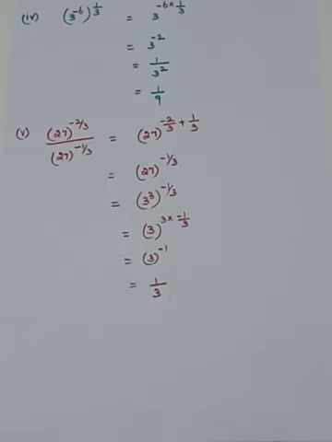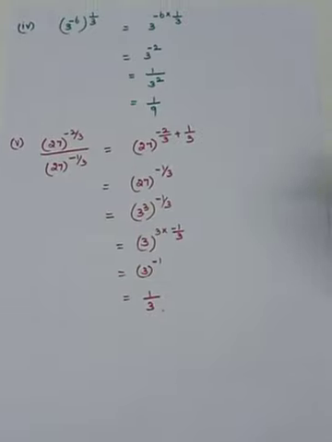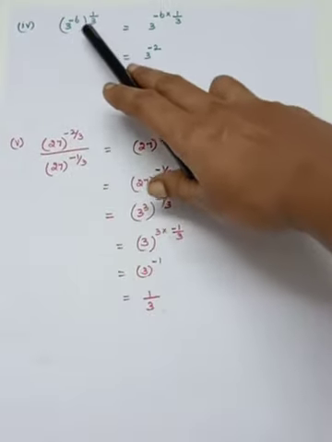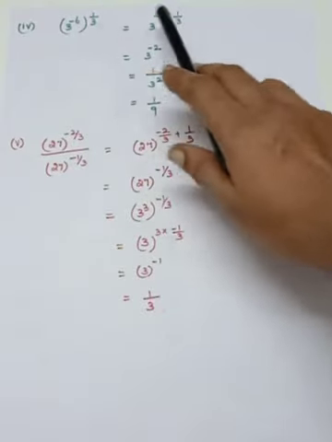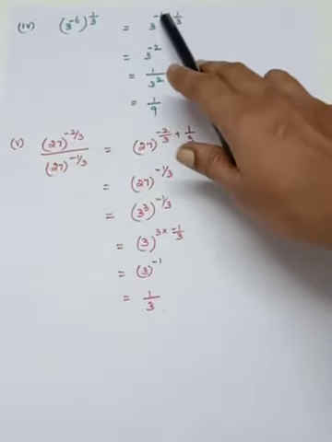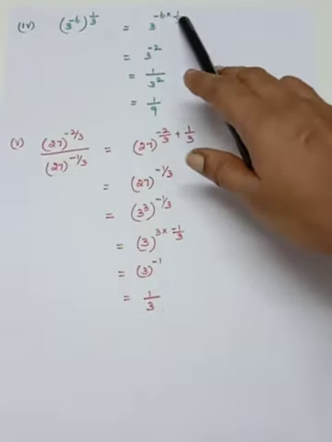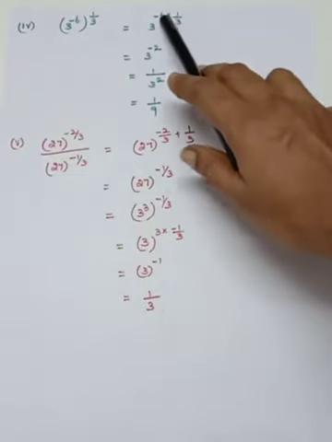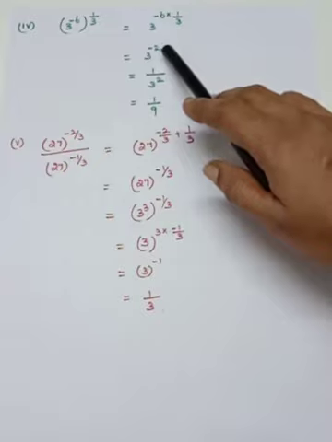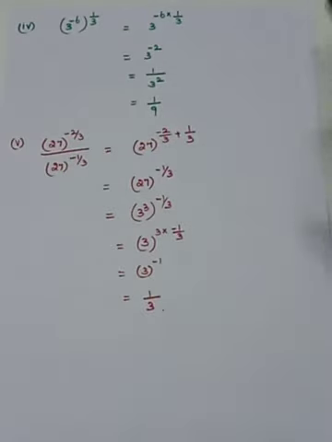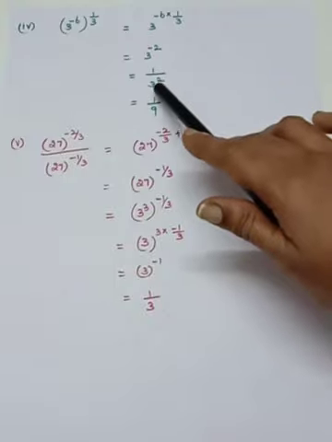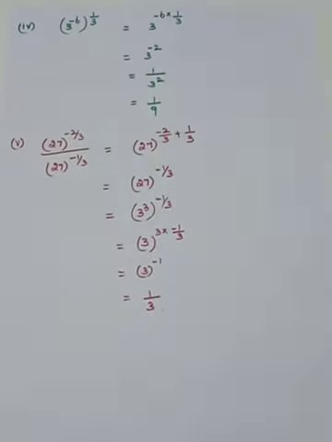Come to the fourth one. Here you are having minus 3 power minus 6 the whole to the power 1 by 3. When you multiply the power, it is 3 power minus 6 into 1 by 3. So 3 and 6 get cancelled, it is 3 power minus 2. The power is negative, what you can do? You can bring it to the denominator. So it is 1 by 3 squared, that is 1 by 9.